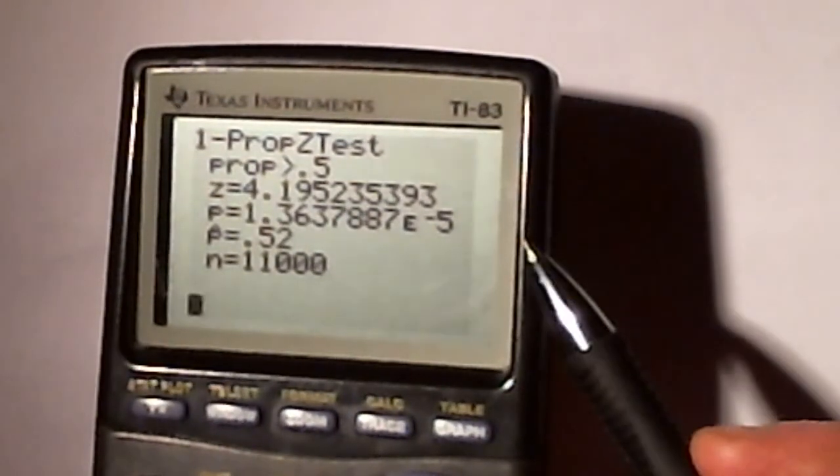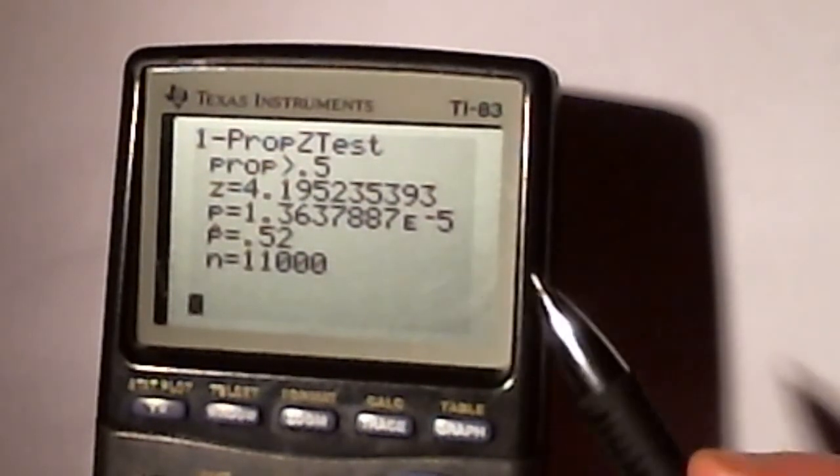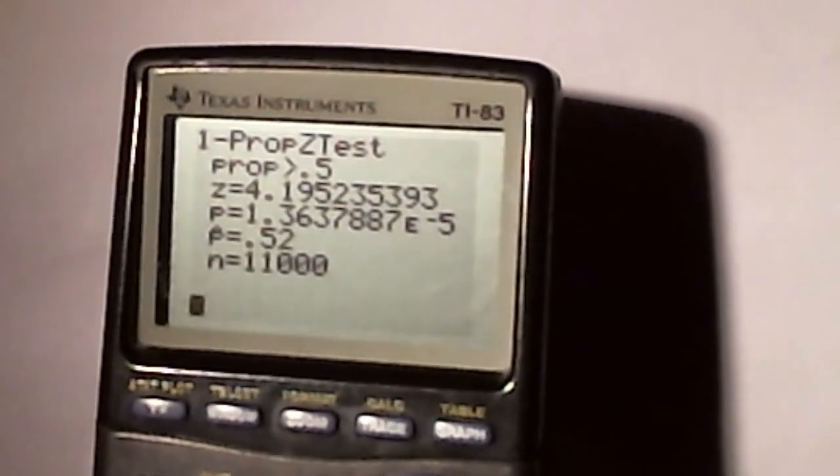So you can see that to conduct these hypothesis tests for population proportions, we always use the one prop z test when conducting the p-value method on our calculator.